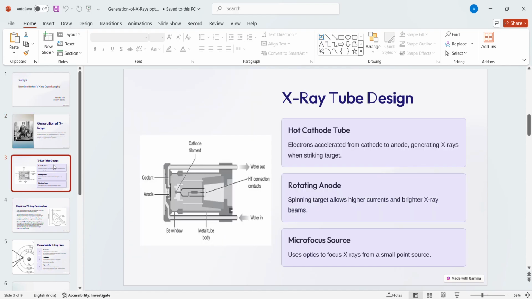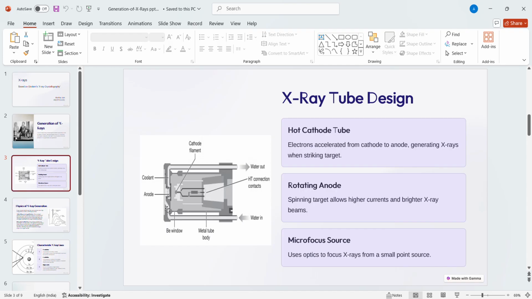Firstly, we will read about the X-ray tube design, how the X-ray tube is made and what the main components are. There are three main components: the hot cathode tube, rotating anode, and microfocus source. First is the hot cathode tube. Electrons accelerated from cathode to anode generate X-rays when striking the target. Second is the rotating anode. The spinning target allows higher currents and brighter X-rays. Microfocus source uses optics to focus X-rays from a small point source. These three components constitute the X-ray tube.